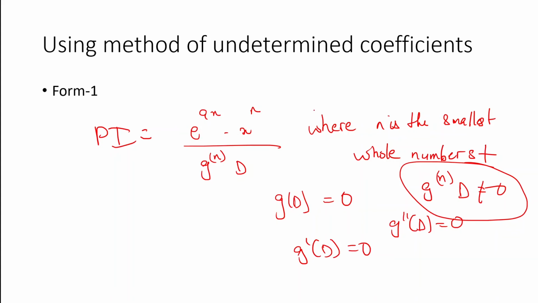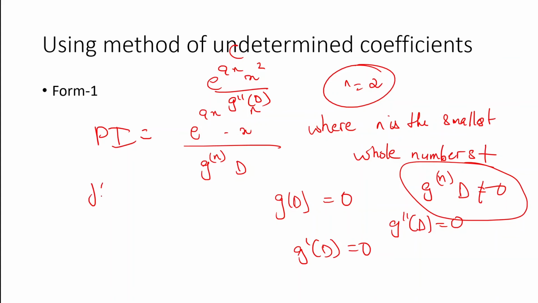But sometimes you'll have to differentiate once or twice or thrice until you get not equal to 0. Once you hit that it's not equal to 0, then you write whatever that n is. So if n is equal to 2, when you get that not equal to 0, it becomes e power ax, x square divided by g double dash of D. If n equal to 3, then it's something else, for something else. So that's the first form.